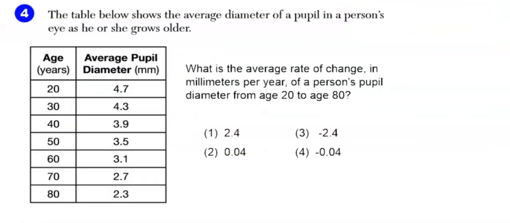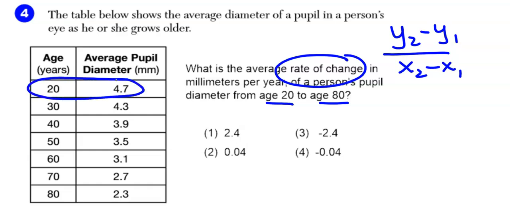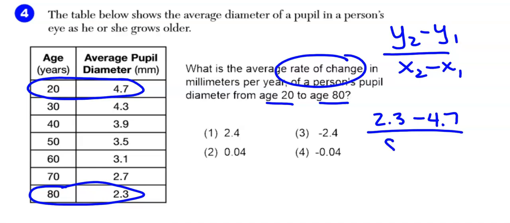Number 4 asks you what the average rate of change is from the age of 20 to the age of 80. Anytime I see rate of change, I know I'm going to be using this formula. All I have to do is use the correct x and y values. So from age 20 to age 80, that's 2.3 minus 4.7 over 80 minus 20.